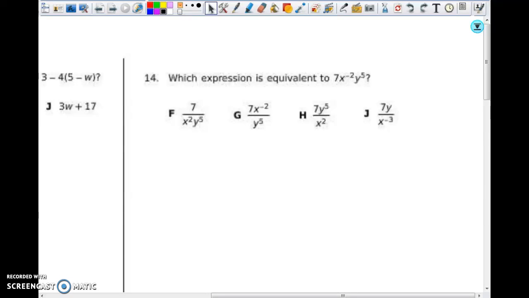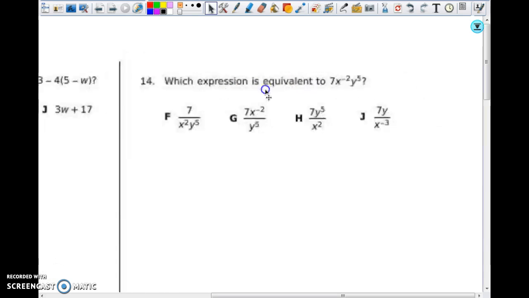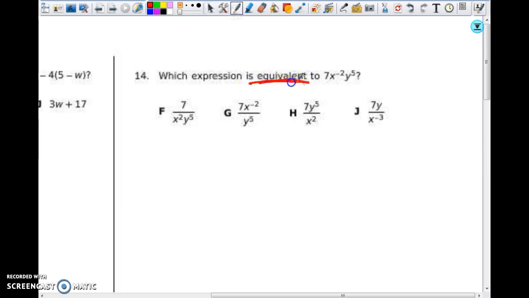For the last three, 14, 15, and 16, these are the only ones that can be done differently. It's still asking which is equivalent, and equivalent still means the same, equal, right? They give you your expression, but the first thing you need to realize, if you're not doing this by hand, is how many variables do you see?